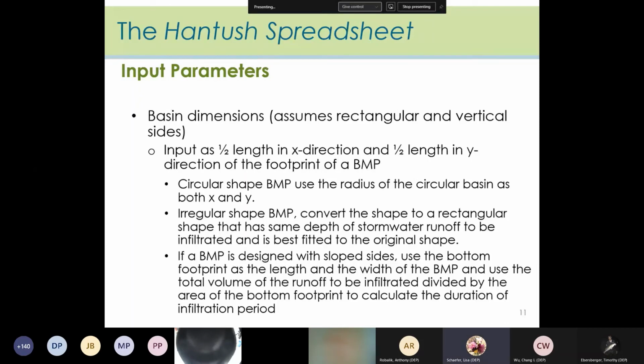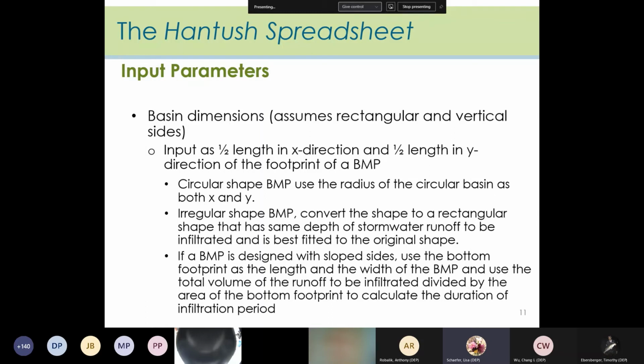So the Hantush spreadsheet assumes that your BMP is a rectangular shape and that the sides of the BMP are vertical. So we use the width and length of the bottom area of the BMP, our footprint, but since the mounding is highest at the center of the BMP, the spreadsheet uses 1/2 of each dimension as the inputs for the length and width, and they correspond to the X and Y axis respectively. Now, one thing you have to remember is that for the Hantush spreadsheet, the Y axis is into the page.